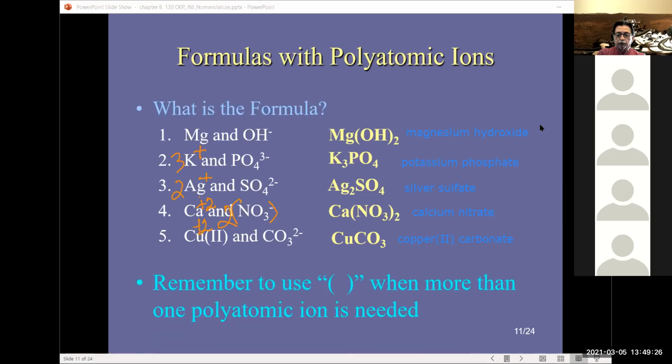Okay, so the point here: use the parentheses when you need to use more than one of the polyatomic ions. And if you only need one polyatomic ion, you don't need the parentheses, okay? Just leave it as is. All right, any questions about this part?